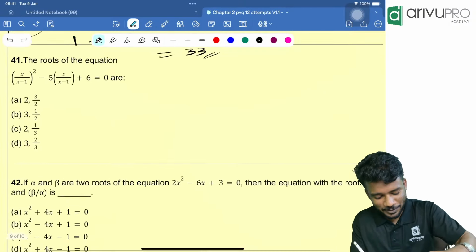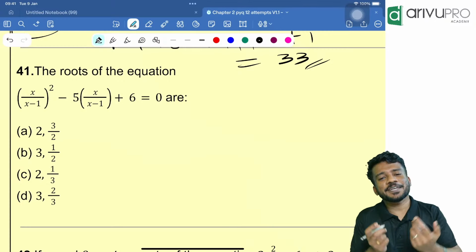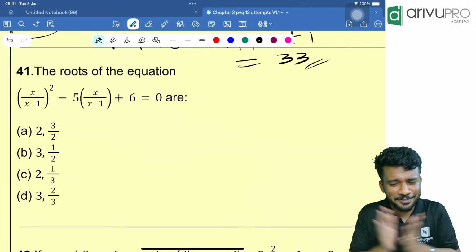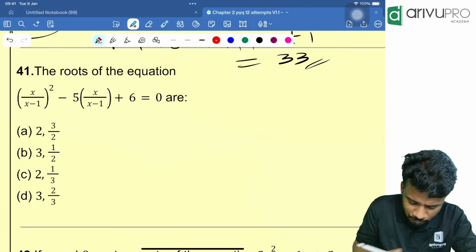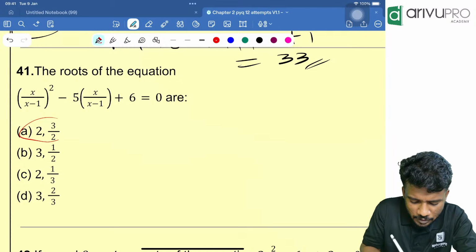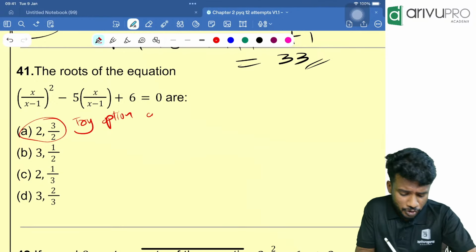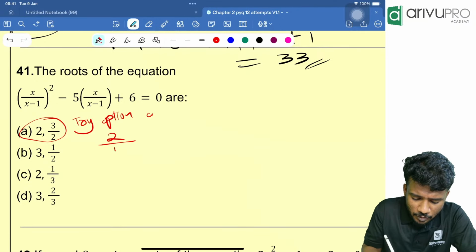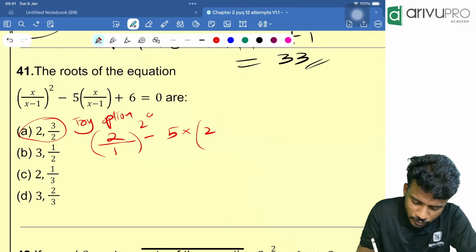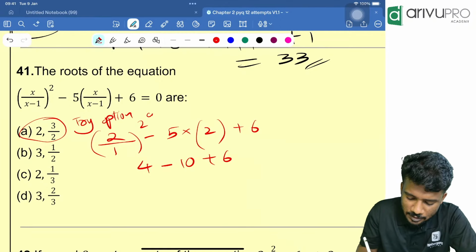Next one, another easy question. Option hit. I told you, whenever x values are given directly, you can always option hit, people, and directly get it rather than solving using b square minus 4ac and all. Directly option hit, people. Now people, here instead of x, try option A. Try putting x is equal to 2. X is equal to 2. That means 2 divided by 2 minus 1 is 1. The whole square minus 5 into 2 divided by 2 minus 1, that is also 2, plus 6, which is 4 minus 10 plus 6, which is equal to how much?